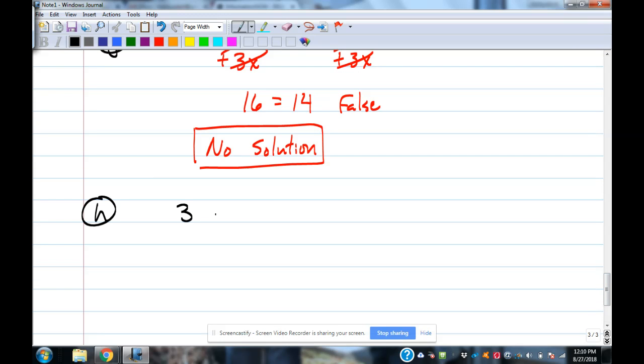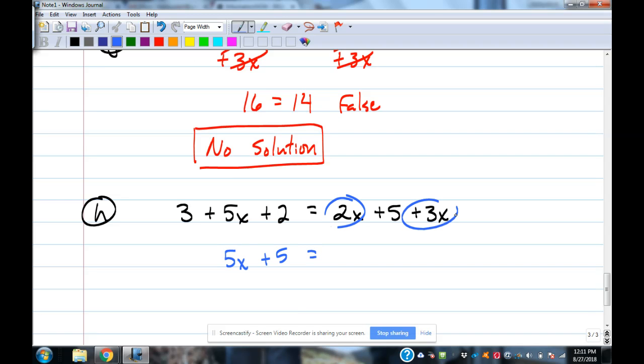Let's say we had this: 3 plus 5x plus 2 equals 2x plus 5 plus 3x. Maybe something like that. Back to a tougher problem. Well, longer. It's not really that much harder. What can we do on the left side of this one? The 3 and the 2 are like terms. We can put them together. So 3 plus 2 is 5. So we got 5x plus 5. What happens on the other side? Yeah, put those two together and get 5x plus 5.